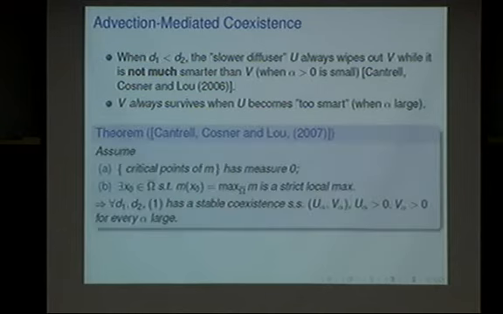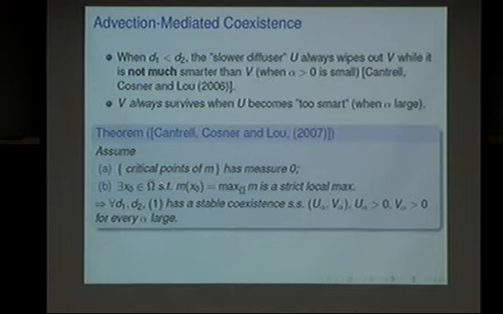So the theorem is the following. This is the crucial assumption they make: that the critical points of M have measure 0. So in particular, this rules out the case when M is a constant on a set of positive measure, on any sub-region of omega.